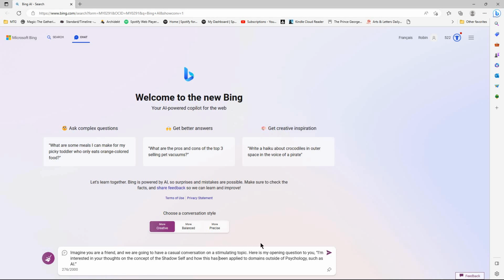So for this one, I'm going to say, imagine you're a friend and we're going to have a casual conversation on a stimulating topic. Here is my opening question to you. I'm interested in your thoughts on the concept of the shadow self and how this has been applied to domains outside of psychology, such as AI. So let's just run this.